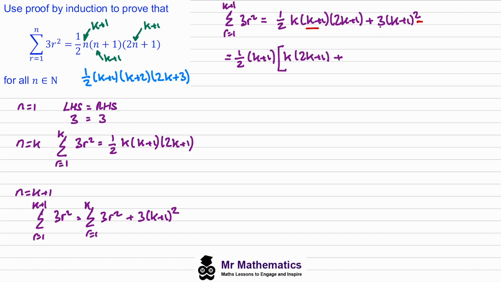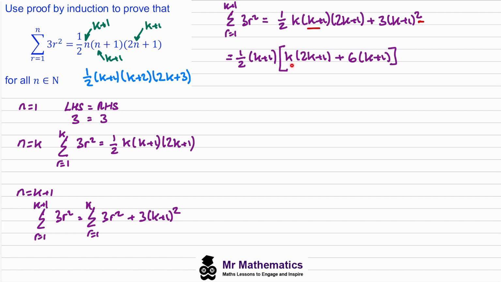And then we need a 6 because we need to multiply this by a half to get 3. And we've got one of these k plus 1s, so we'll have 1 left. So now we can simplify this bracket. So we've got 1/2 of k plus 1 multiplied by 2k squared plus k, and then 6k plus 6.